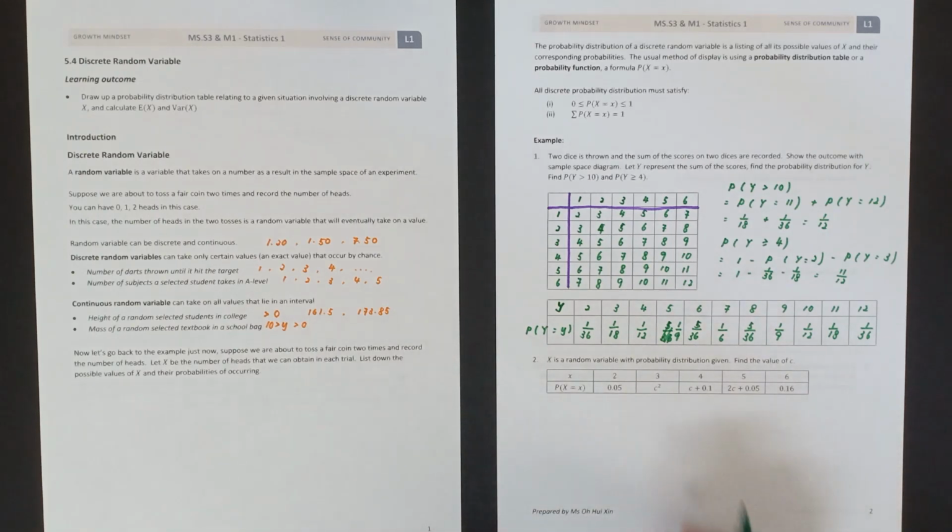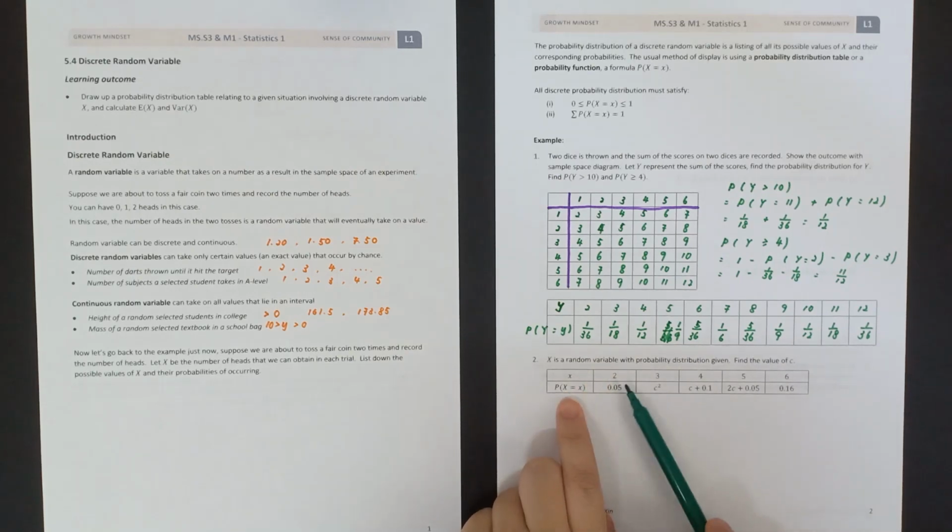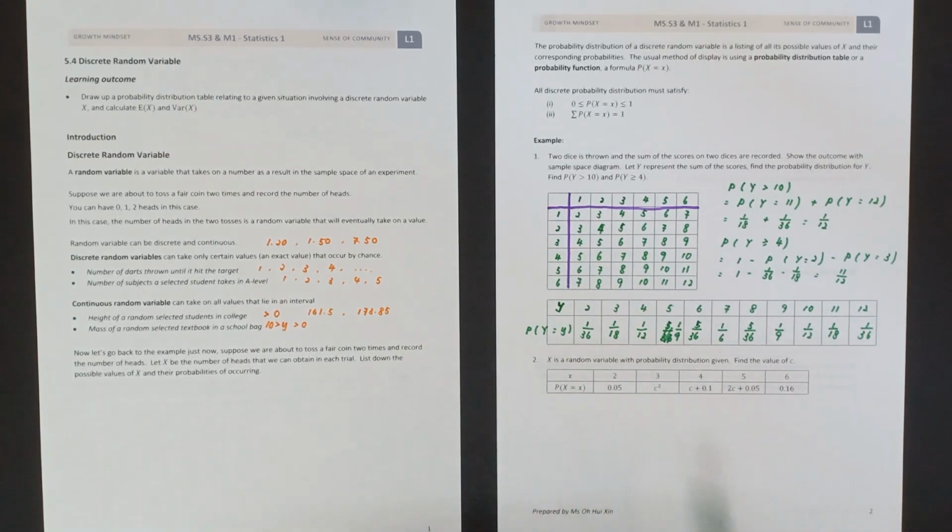Okay, so let's move on to number 2. X is a random variable with probability distribution given. Find the value of C. So you can see this is the probability when the random variable equals 2, you get 0.05. When the random variable is 3, you get C squared, then 4, and so on. Okay, so how do you solve this?